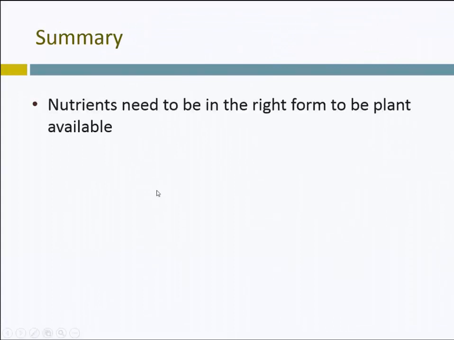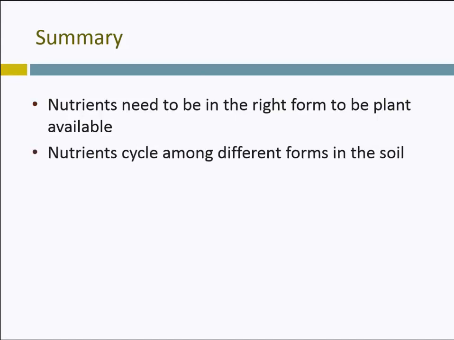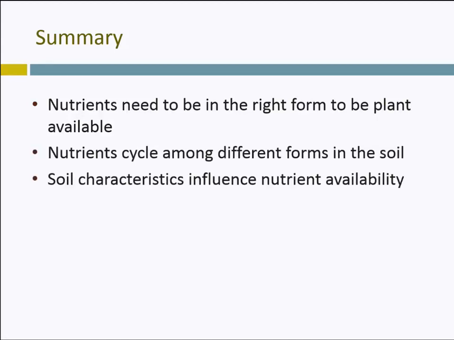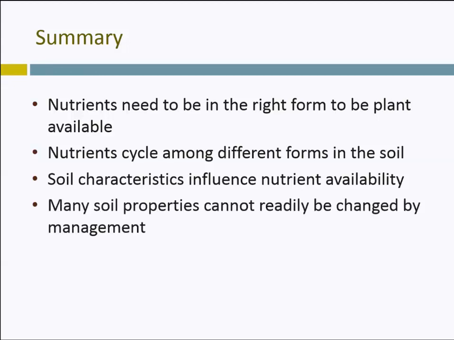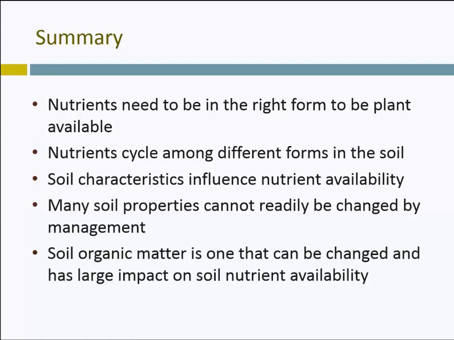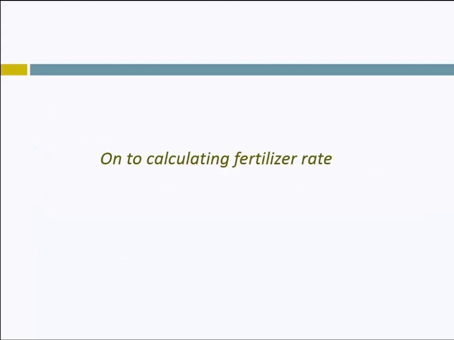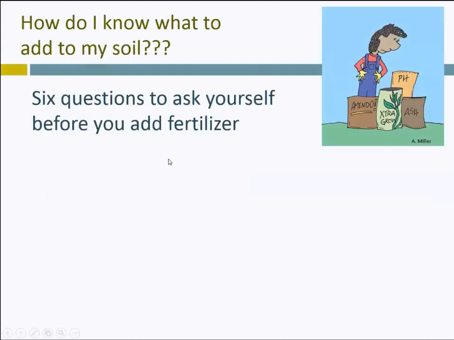So in summary, nutrients need to be in the right form to be plant available. Nutrients cycle among different forms in the soil. Soil characteristics influence nutrient availability. Many soil properties cannot readily be changed by management, and soil organic matter is one that can be changed and does have a large impact on soil nutrient availability, but is very hard to change. So now on to calculating fertilizer rate.